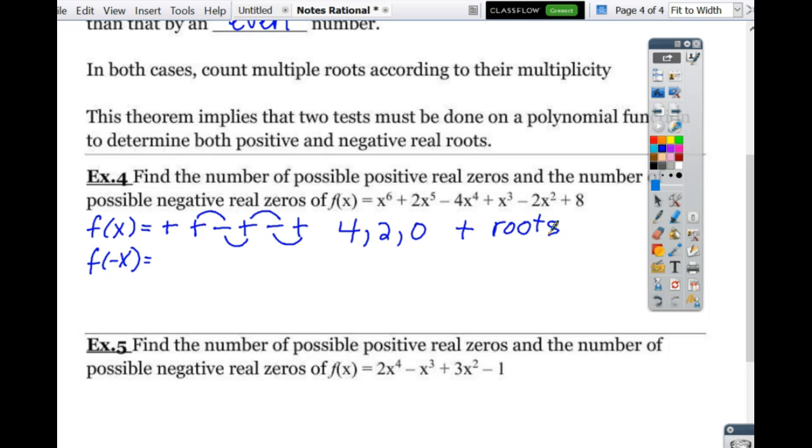It's positive because we did a positive x. So tell me where you're getting your fifth sign change. Because this stays positive, so the signs don't change.